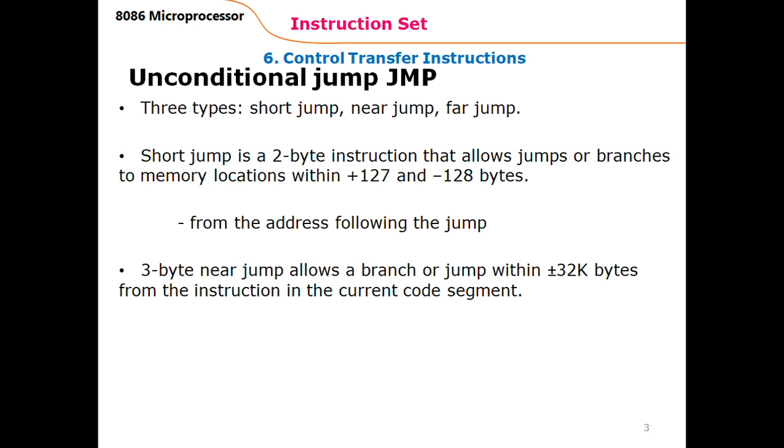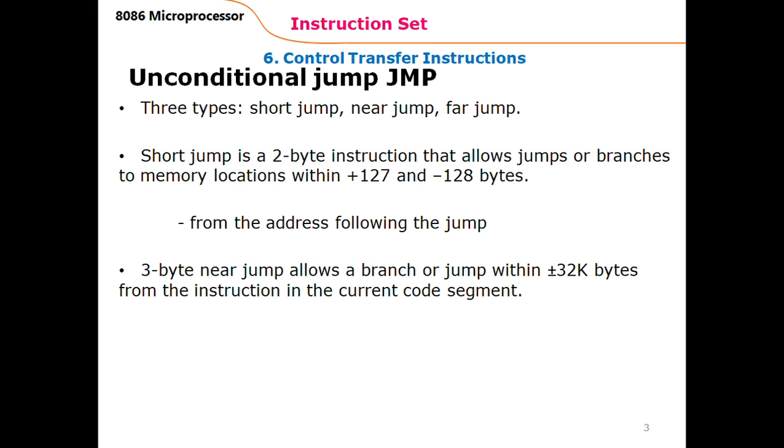A near jump, which is a slightly larger jump than the short jump, is a 3-byte jump. This allows a branch or jump within plus or minus 32 kilobytes from the instruction in the current code segment. When the near jump is executed, it has a 2-byte signed displacement, and this 16-bit signed displacement provides a jump in the backward direction for 32 kilobytes, or in the forward direction for 32 kilobytes. That's why plus or minus 32K is used for the complete range of the near jump.